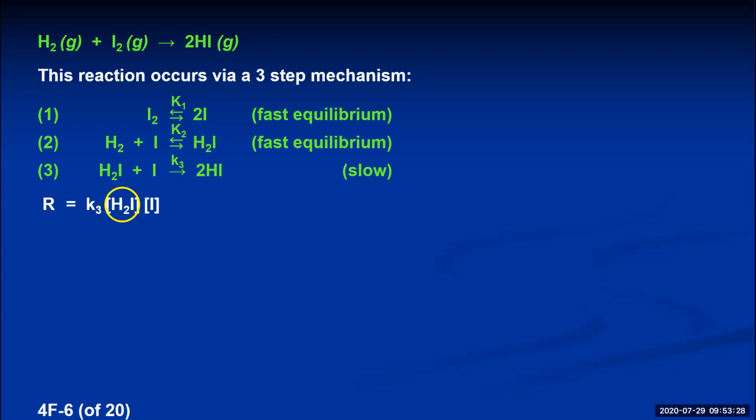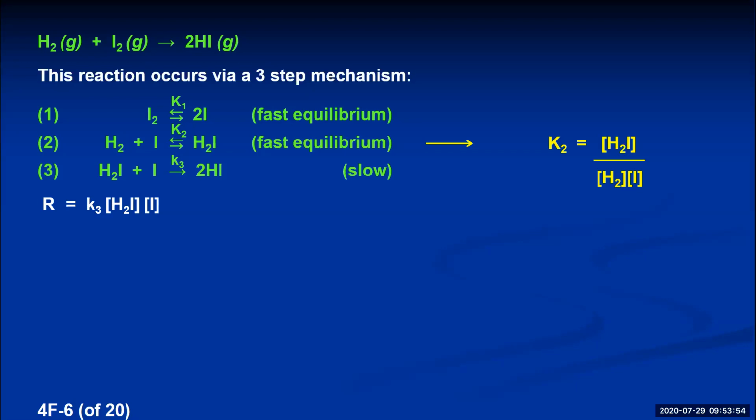You can only substitute things out with fast equilibria, and if you want to substitute out the H2I, you've got to find an equilibrium that has H2I in it. So I'm not going to use the first equilibrium, I'm going to use the second one. This is the one that has H2I in it. So if I write the equilibrium constant expression, K2 will equal the concentration of H2I divided by the concentration of H2 multiplied by the concentration of I.